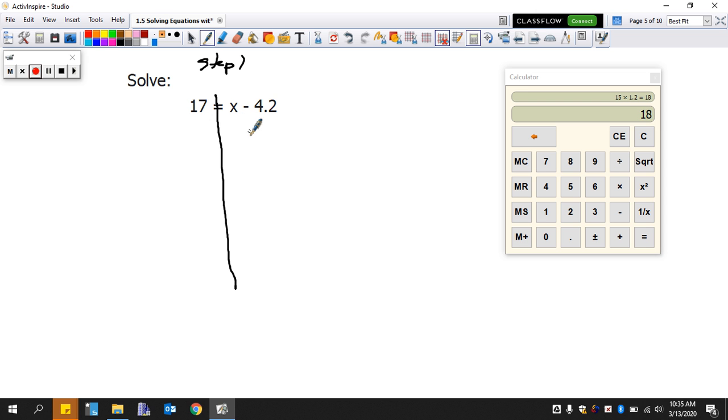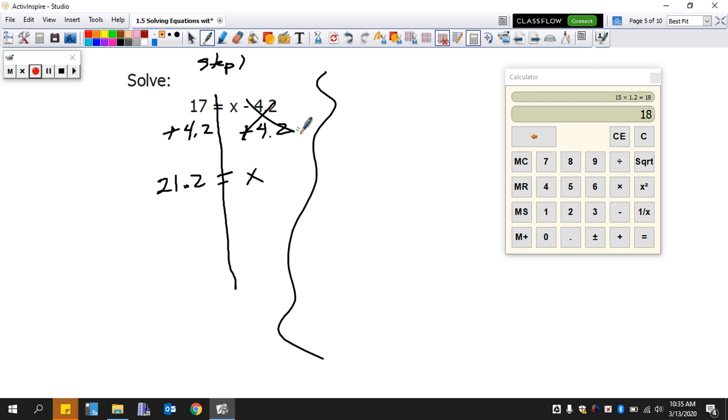So this is subtraction. The inverse of subtraction is addition, plus 4.2, plus 4.2. That cancels out. We're left with x on the right-hand side. 17 plus 4.2 is 21.2. Now, the other thing you could do if this just messes you up, just switch it around.